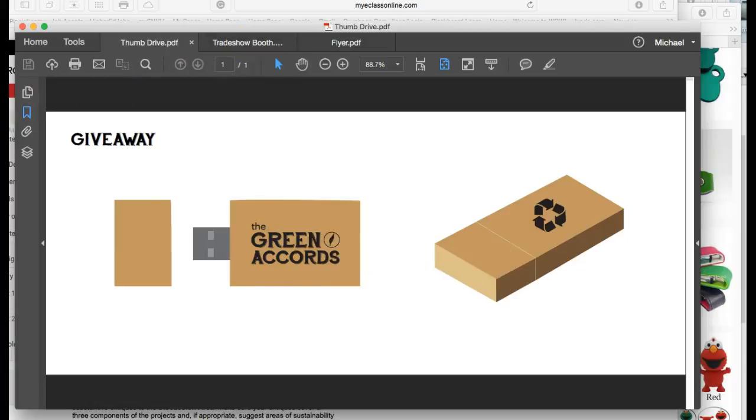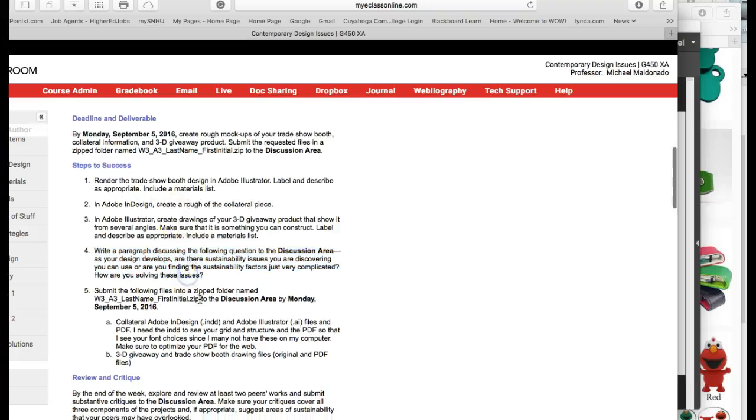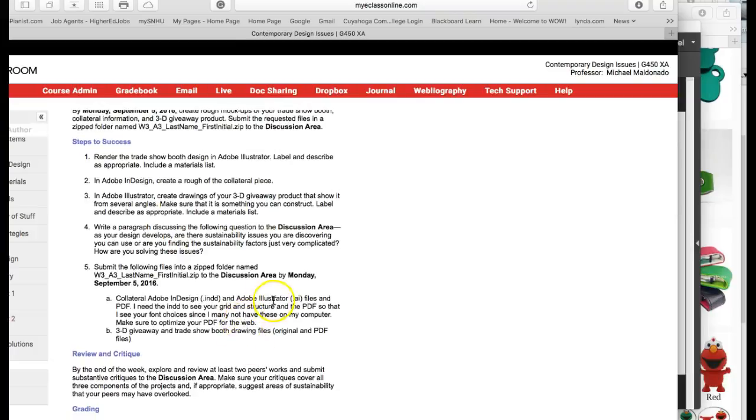Oh, I want to jump over here real quick, and I want you to see this. It says right here, 3D giveaway. Where is it? Oh, this is talking about your 3D giveaway. So it's saying create drawings of your 3D giveaway product and show it from several angles. But I only saw two angles on yours. And then it also says make sure it's something you can construct and label it and describe as appropriate. I didn't see your labeling or your materials on that.